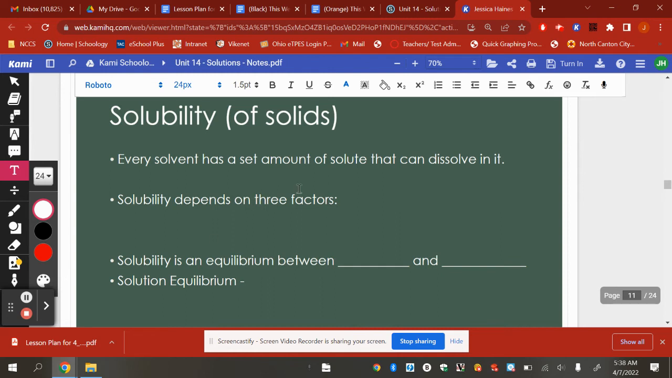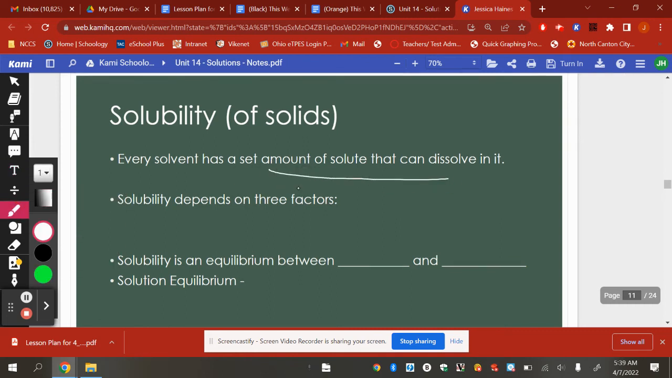So every substance that gets dissolved in something else has a set amount of solute that can dissolve in it. Like that's a done deal. Kool-Aid just the same. Solubility depends on 3 things.